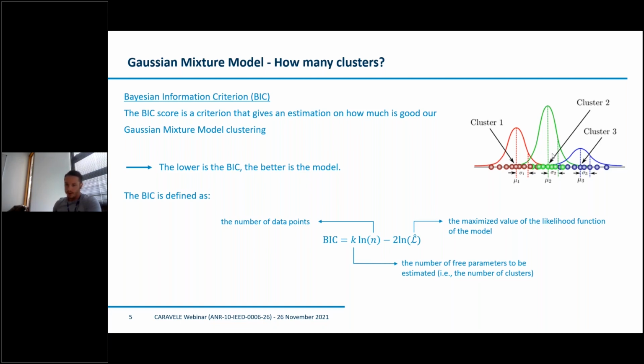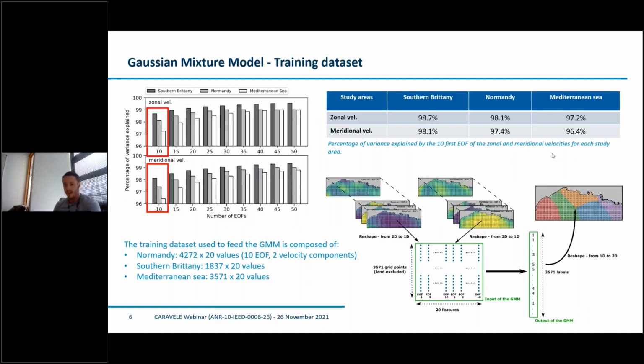The BIC score considers the number of data points, the likelihood, and the number of free parameters, which is related to the number of clusters. We can see from the mathematical expression of the BIC score that it penalizes a model with too large a number of parameters. The Gaussian mixture model requires as input a 2-dimensional dataset. At this stage, we have a 3-dimensional dataset, so 2 spatial dimensions and 1 temporal dimension. And we need to reduce the dimension of our dataset.